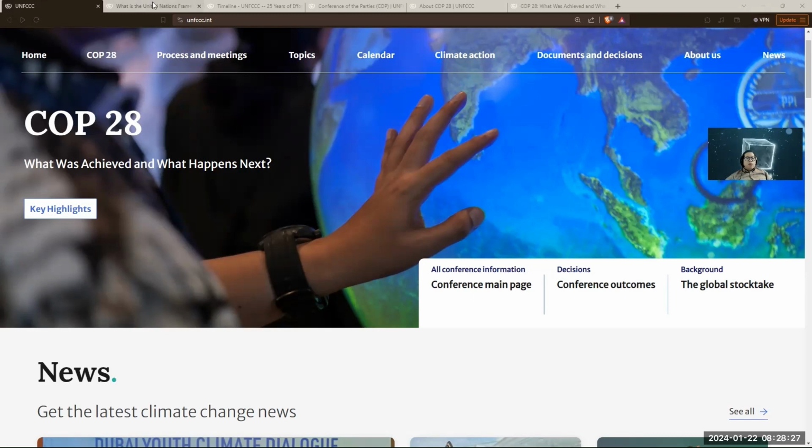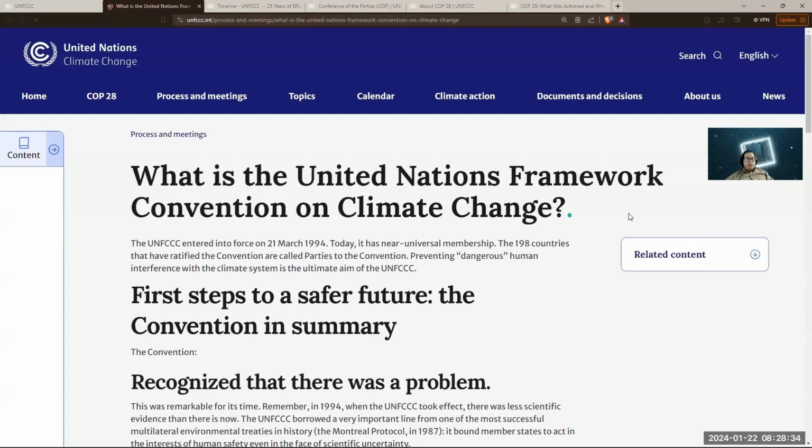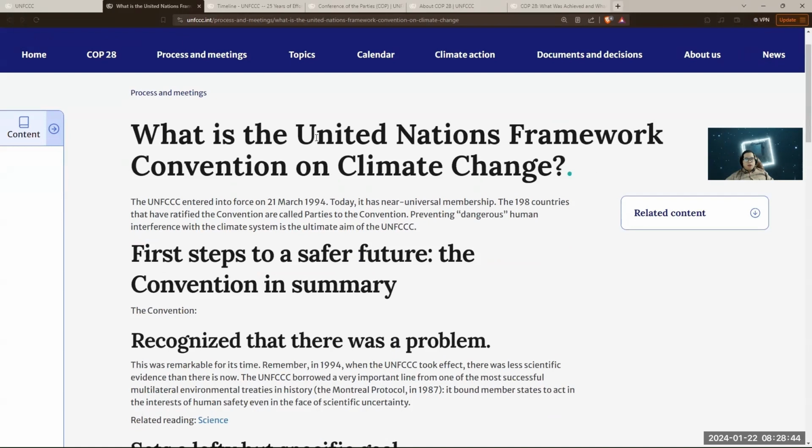Well, let's see what this UNFCCC is. They have it already on that page. We'll see the process of meetings. We have some general definition of the UNFCCC. Actually, the UN is the United Nations, that great cooperative multilateral system we have of mankind. FCCC is the Framework Convention on Climate Change. We know that this initiative is focused on climate change.